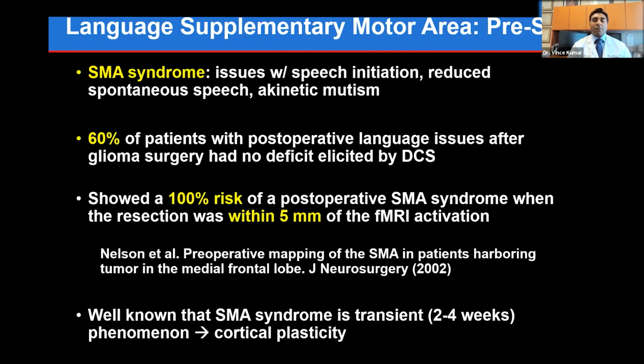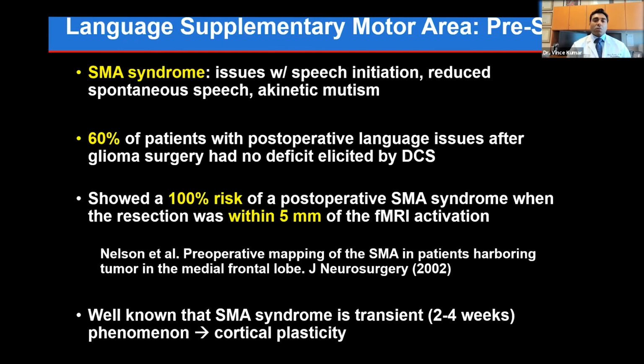And so the patients can have issues after surgery with speech initiation, reduced spontaneous speech, and some of them can become mute. This is a difficult area to perform direct cortical stimulation, with only 60% of patients with postoperative language issues showing positive stimulation. And Nelson et al. showed 100% risk of postoperative SMA syndrome when the resection was within 5 millimeters of the fMRI activation.